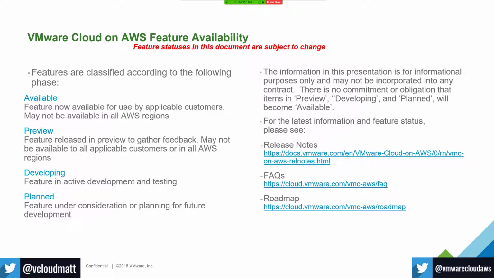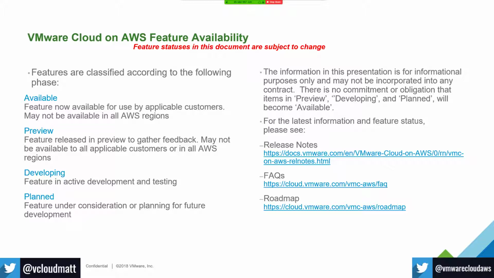Developed means we're actually coding on it. Preview means it's ready, but we're releasing it to specific customers to get feedback and make sure we got it right and hammer out all the bugs before we make it available, which means that everybody gets it. And there's a little caveat there that it may not be available in all AWS regions depending on the features available in that region.